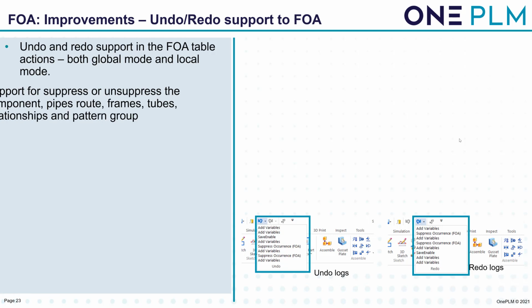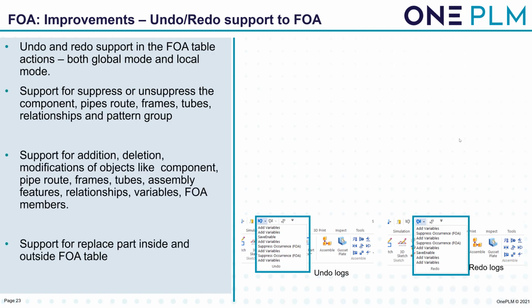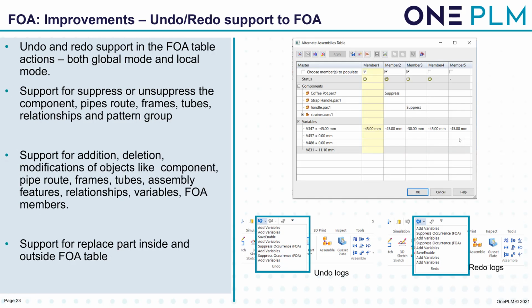Other FOA improvements: we've got these options for undo and redo now available. You might remember probably in ST10, we had undo and redo for update drawing views, place drawing views, etc. So more support for undo and redo. We've now got these also in other options such as pipe route, frame, tubes, assembly features, relationships, variables, FOA. So anything that we go and change in here, we've got these undo and redo options.